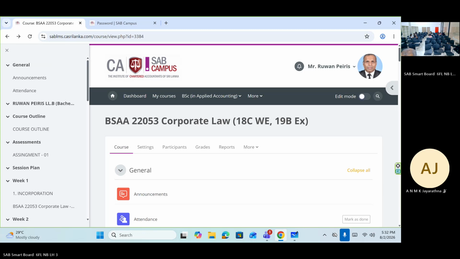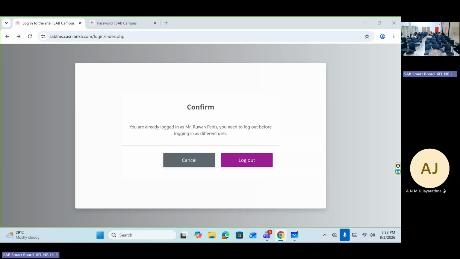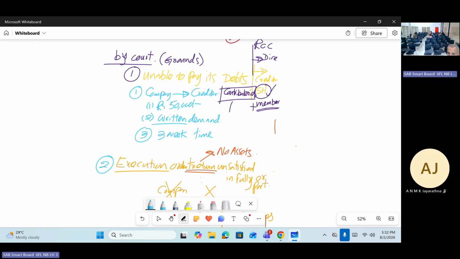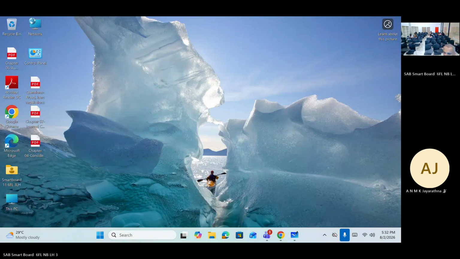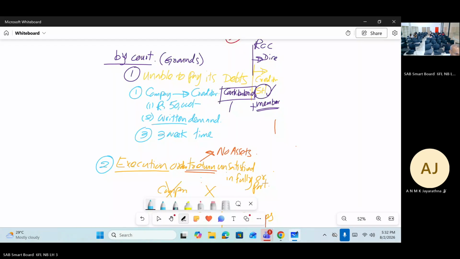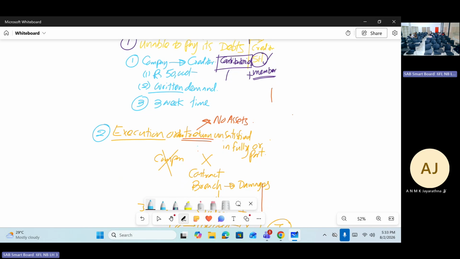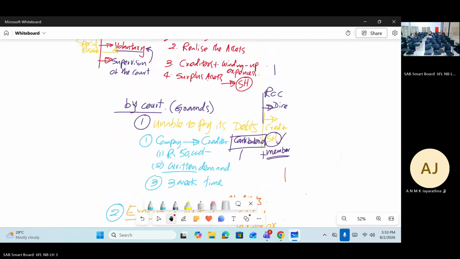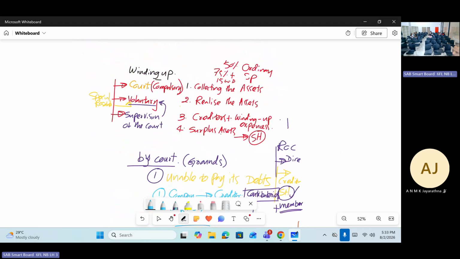Right. So these are with regard to the winding up by court. Now, there are three modes we have discussed. First one is by court. Then thereafter, voluntary winding up.